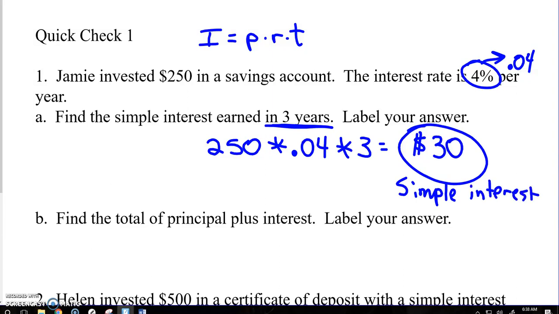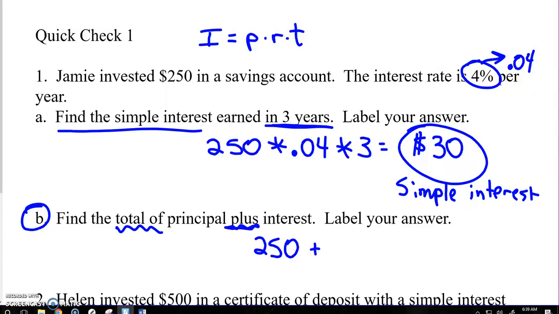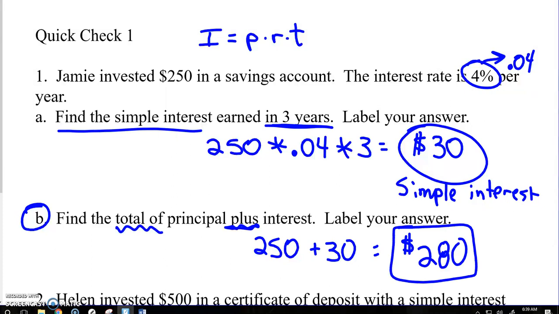Now, always important to read the question. This question, A, said find the simple interest. We did that. Part B, though, says find the total. So at the end of 3 years, Jamie comes back to the bank and wants his money back. And the bank says, here you go. Here's the $250 that you put in the bank. Plus, since Jamie left the money in there for 3 years, Jamie gets $30 of simple interest. Together, Jamie now has $280. Okay, so always important to read the question. Part B said find the total of the principal plus the interest.